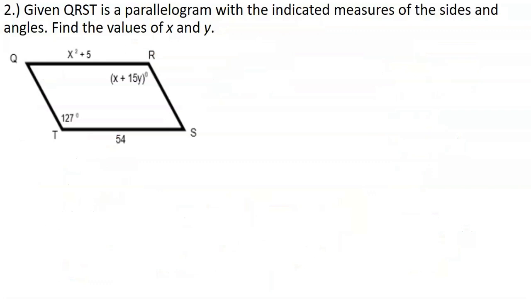Given QRST is a parallelogram with the indicated measures of the sides and angles, find the values of x and y. So again, just like the parallelogram earlier, we can simply say that this side QR is parallel and congruent to TS. So again, by using an equation, we'll have x squared plus 5 equals 54.